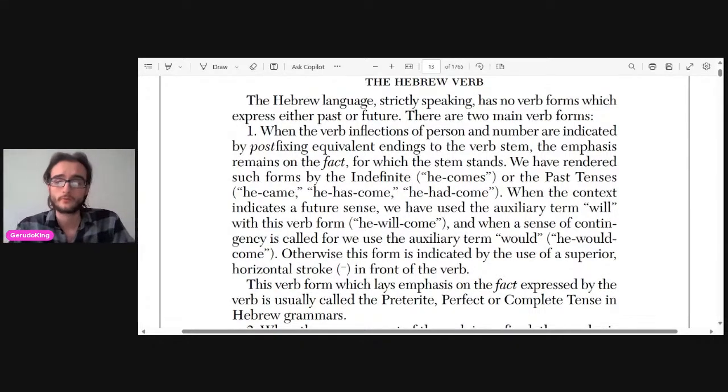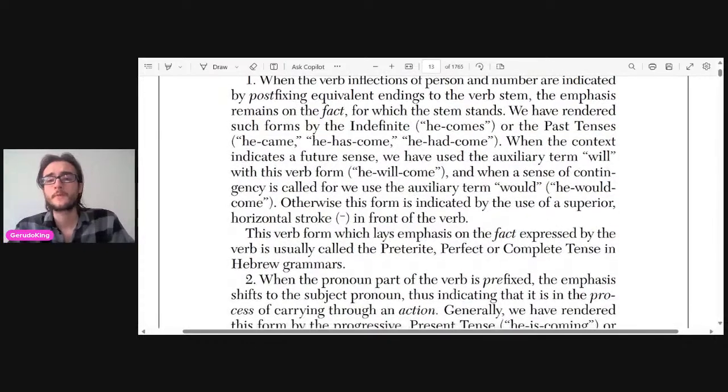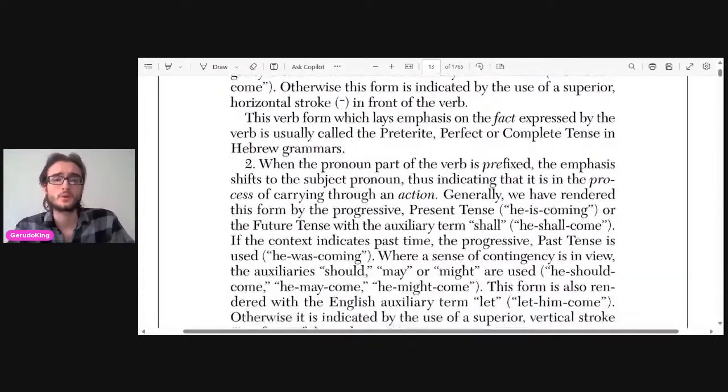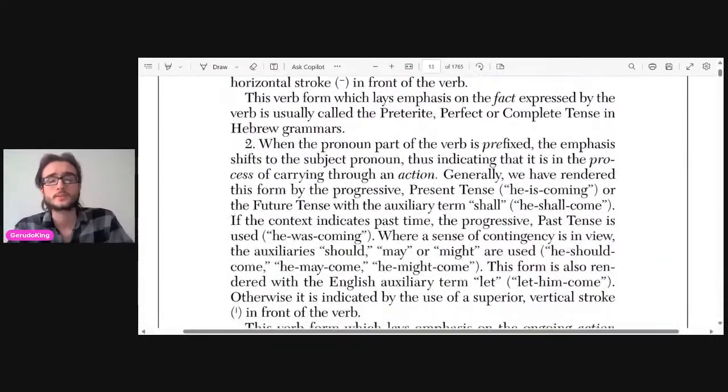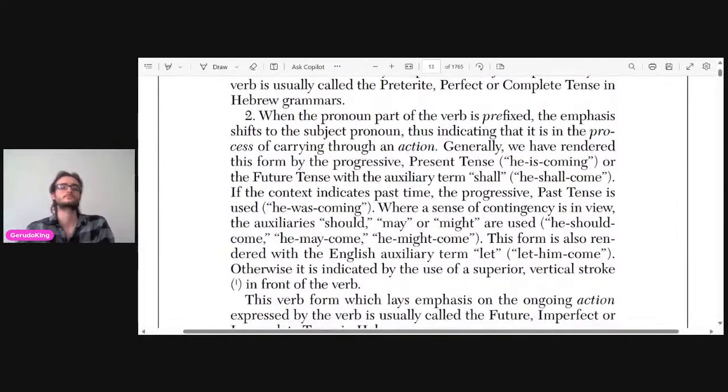This verb form, which lays emphasis on the fact expressed by the verb, is usually called the preterite, perfect or complete tense in Hebrew grammars. And two, when the pronoun part of the verb is prefixed, the emphasis shifts to the subject pronoun, thus indicating that it is in the process of carrying through an action.